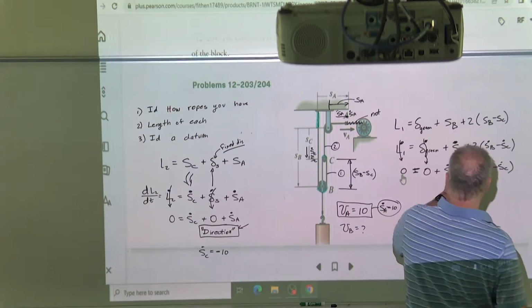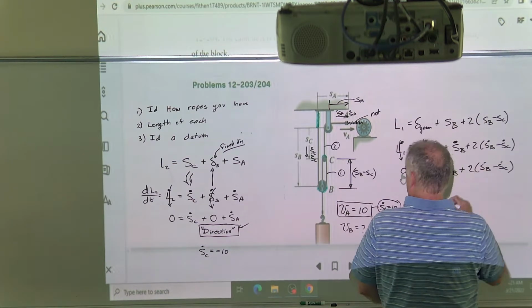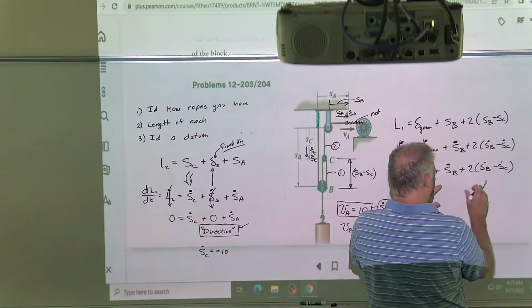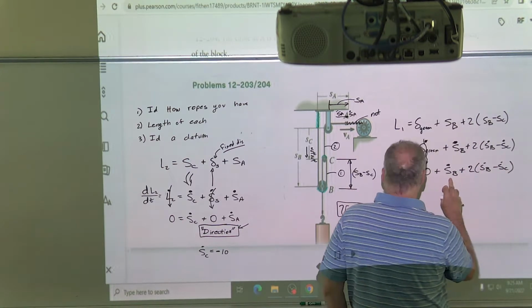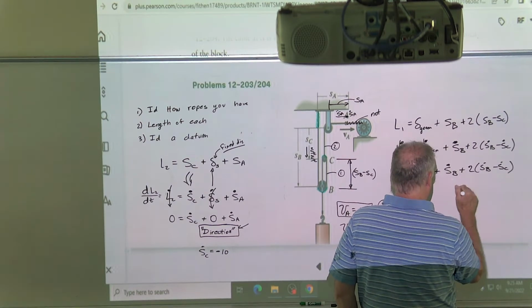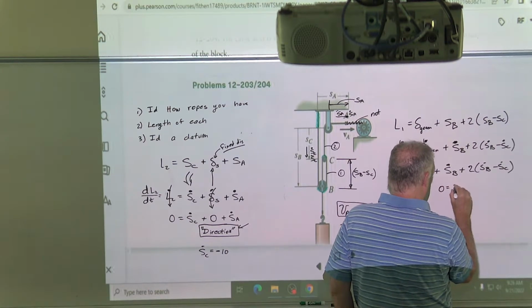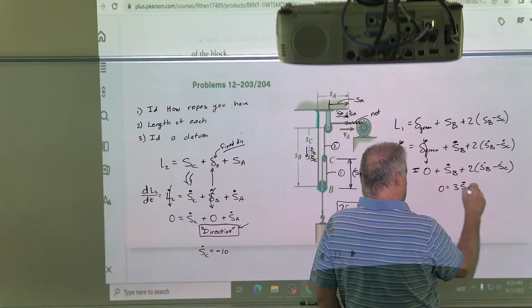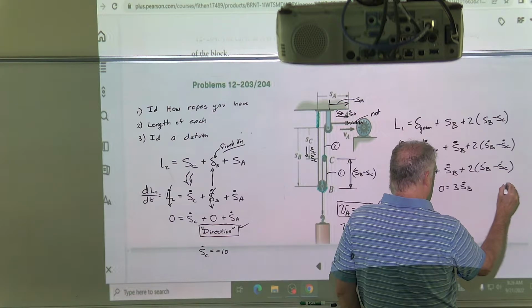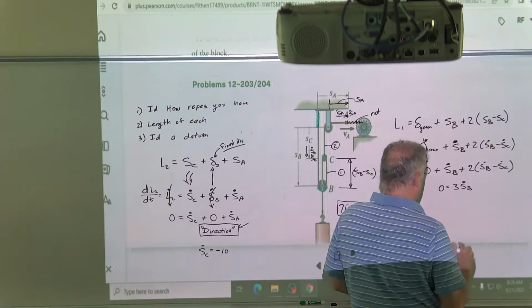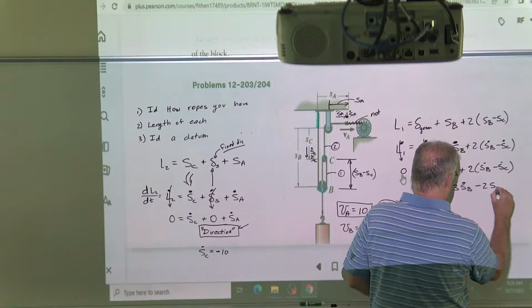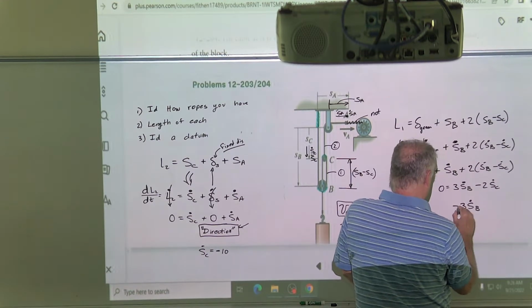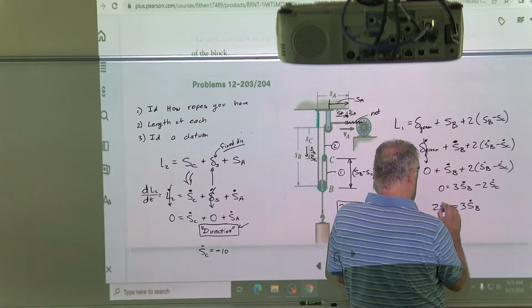First of all, hang on. You got two of those, so let me finish this part out, because then it'll make things a little simpler. Okay, so I got SB 1, SB 2, SB 0 equal to 3 SB dot, 2 of those and 2 of those, minus 2 SB, SC. And then I could say 3 SB dot is equal to 2 SC dot.